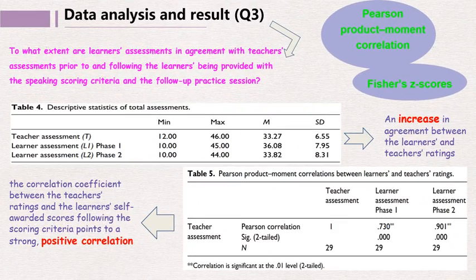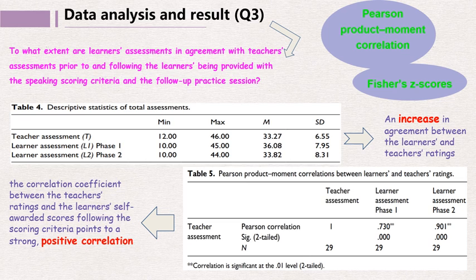For the third question, the Pearson product-moment correlation and Fisher z-score are used for analysis. As shown in Table 4, to analyze differences of rating between the teachers and learners, the mean scores, maximum and minimum scores, and standard deviations were calculated for the two groups.